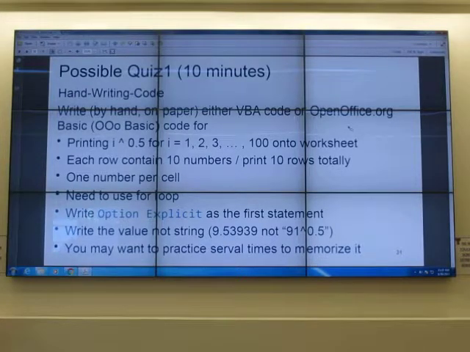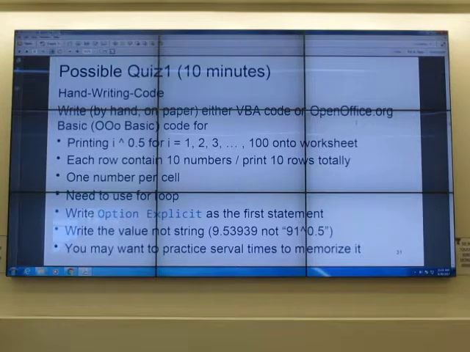Okay, next step. Handwriting code, possible quiz, 10 minutes. When do we have quiz? This week we don't have quiz, right? And quiz is a pop quiz. Pop quiz means I don't tell you in advance. So next time we meet, we may not have quiz, or we may have quiz. Or do you have a question? Landry?